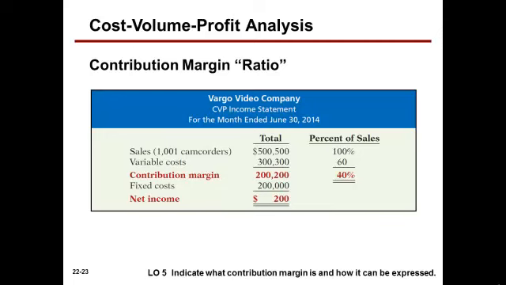Let's look at our last income statement. Total sales, $500,500, selling 1,001 camcorders at $500 a piece. Total variable costs, $300 times those 1,001 camcorders, $300,300. Contribution margin, $200,200. Contribution margin divided by total sales, $200,200 divided by $500,500, is 40%. 40% of each dollar is profit at the contribution margin level.